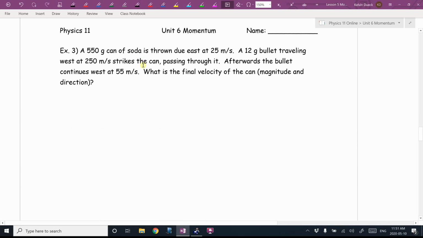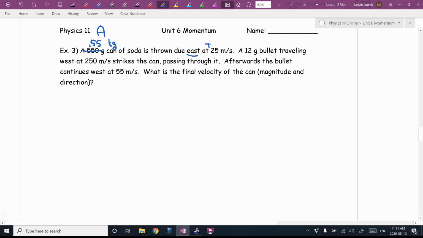The 550 gram, nice try, 0.55 kilograms. And while I'm at it, that's mass A. Now, the other thing you can do if you want, by the way, is you could use the letter C for can, or the letter S for soda, and the letter B for bullet. I usually just use A and B. It's a habit, but whatever. Do east so I see east, positive.